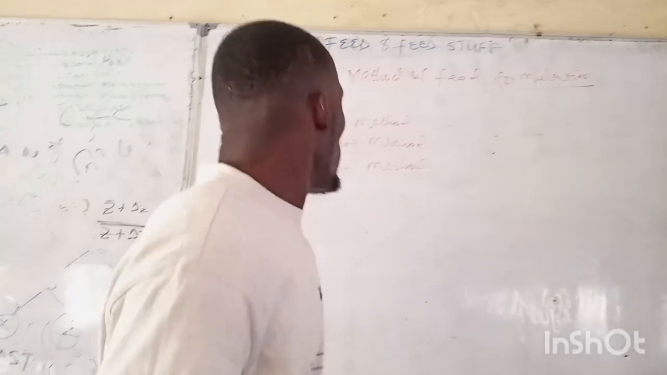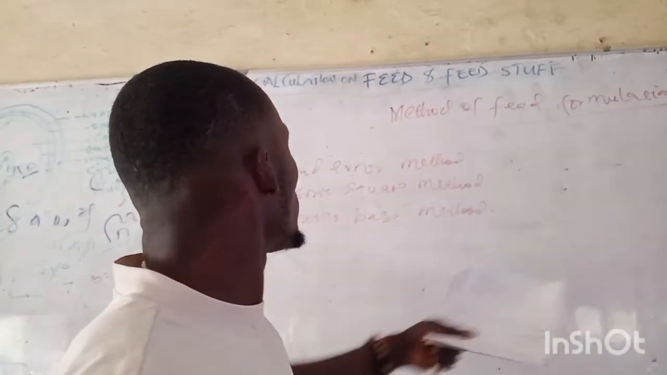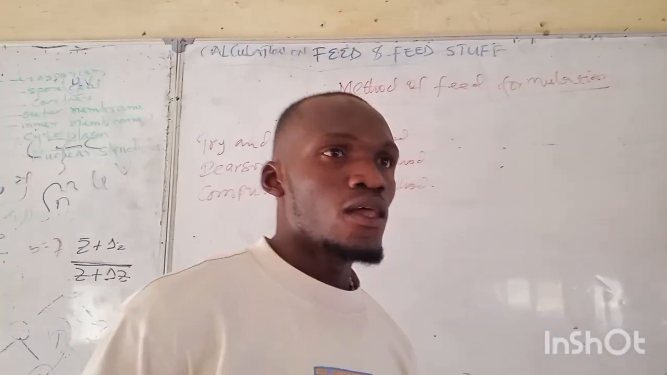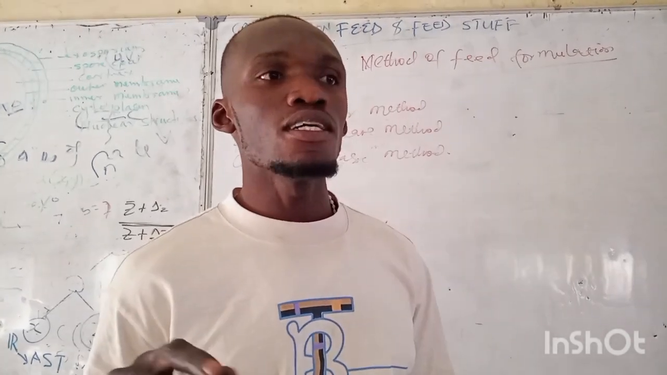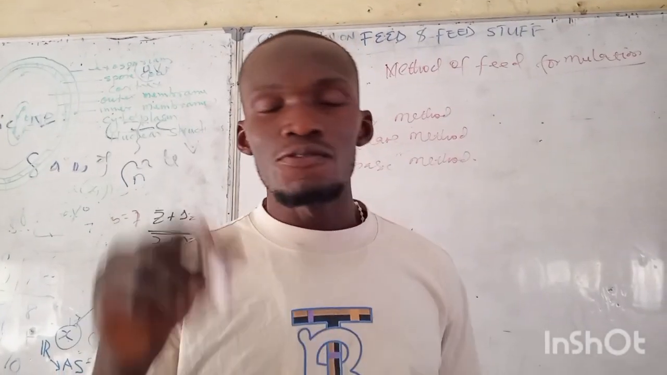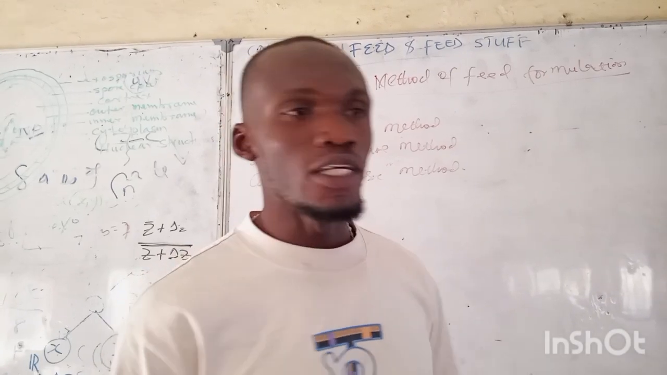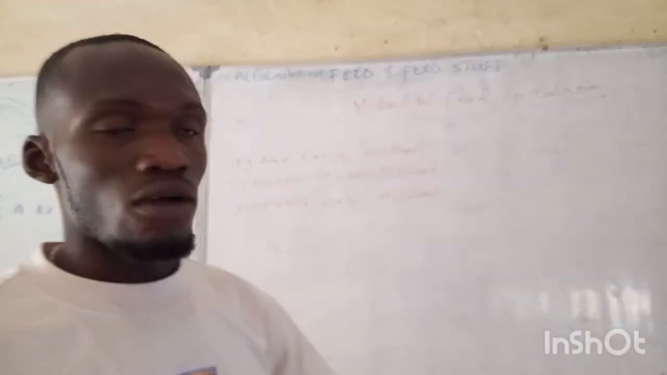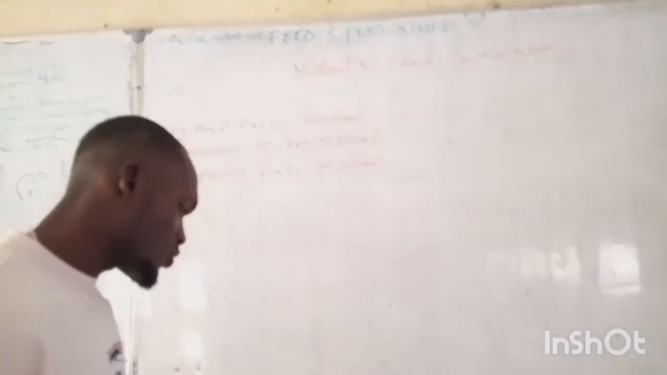So we are going to be using the trial and error method and the Pearson square method. But later, by the special grace of God, if you guys need me to do the computer method in the comment section, I will personally do it and send it to you guys. So for now, since you are in calculation method and preparing for test, we are going to be using the first two methods to calculate for our feed formulation.